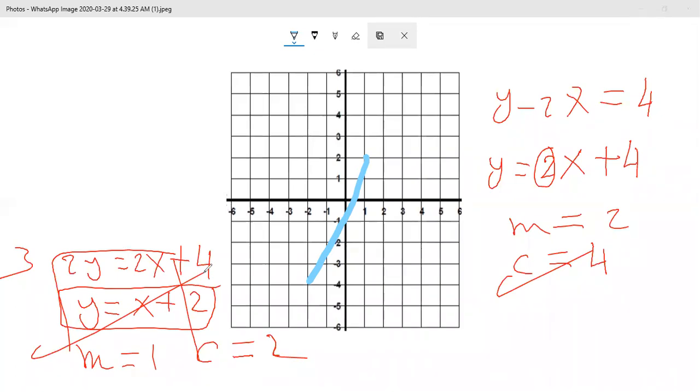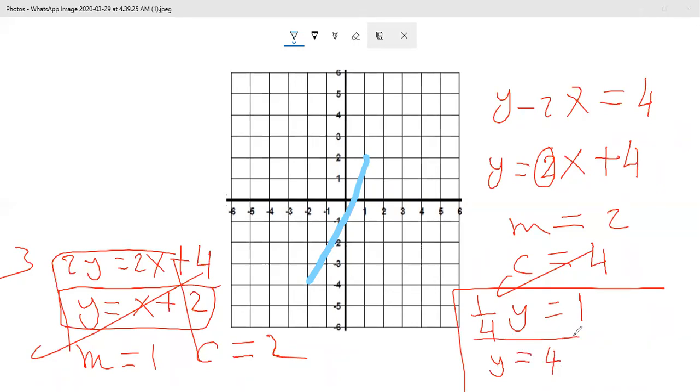But we have something harder. Mr. Abdurrahman, what if it is 1 over 4 y equals 1? Who can find M and C? I'll multiply the two sides by 4. If you multiply the first side by 4, it will be y. The second side by 4, it will be 4. Now, who can say that M equals what?